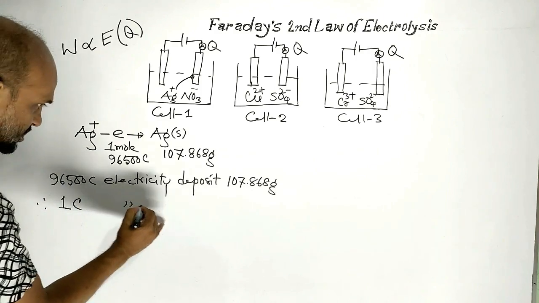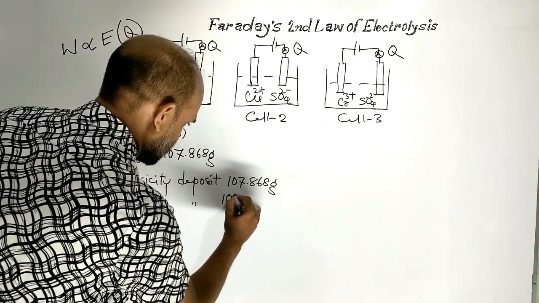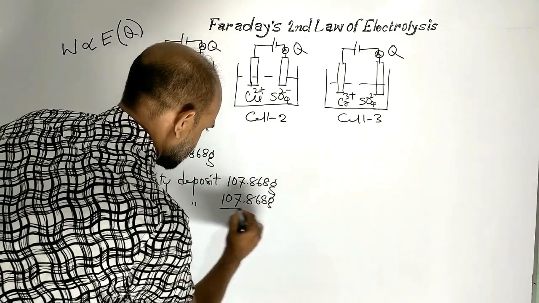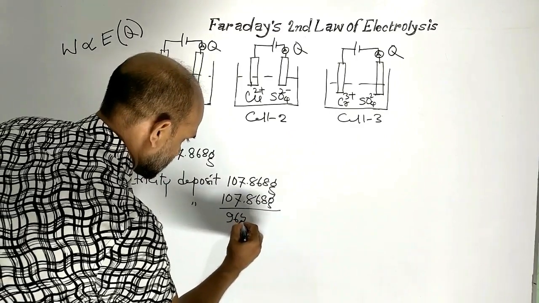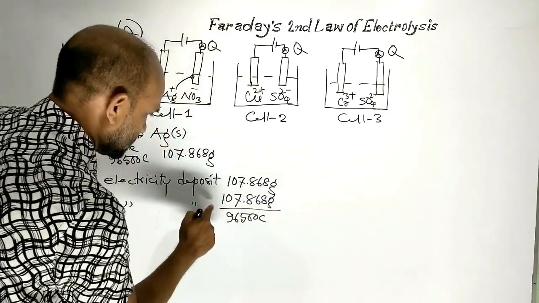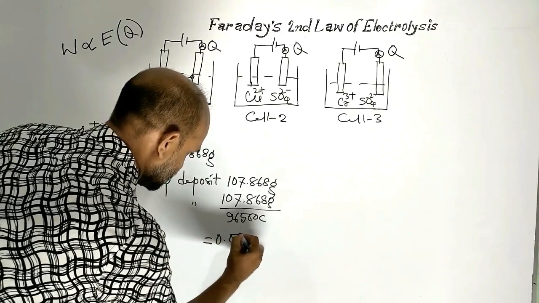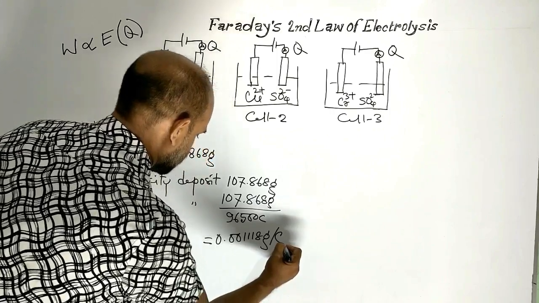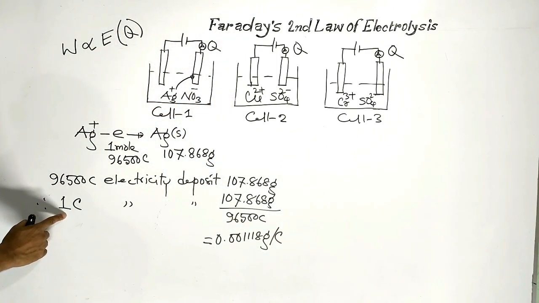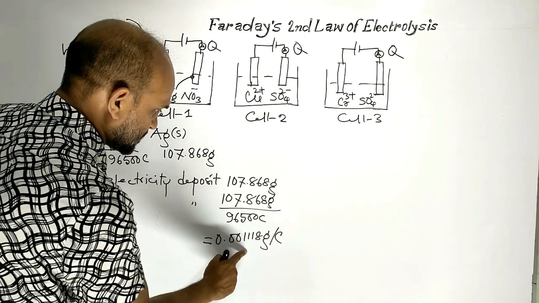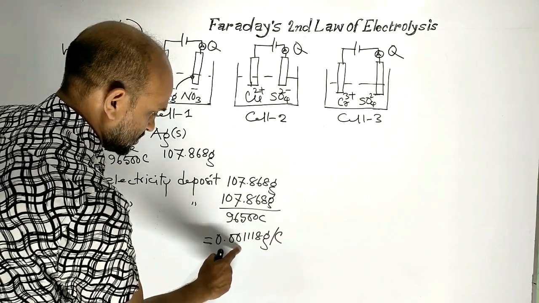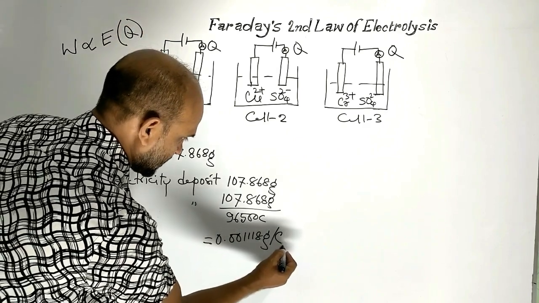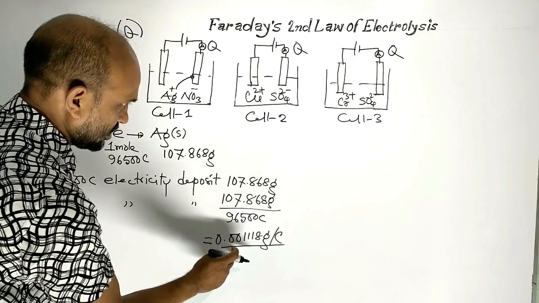Then 1 coulomb of electricity deposits 107.868 divided by 96,500 coulomb. This is equal to 0.001118 gram per coulomb. It means for passing 1 coulomb of electricity, the amount of silver deposited is this, which is the electrochemical equivalent of silver as well.